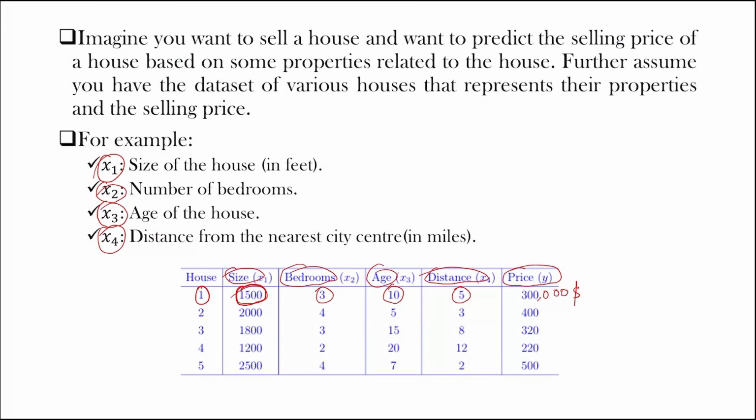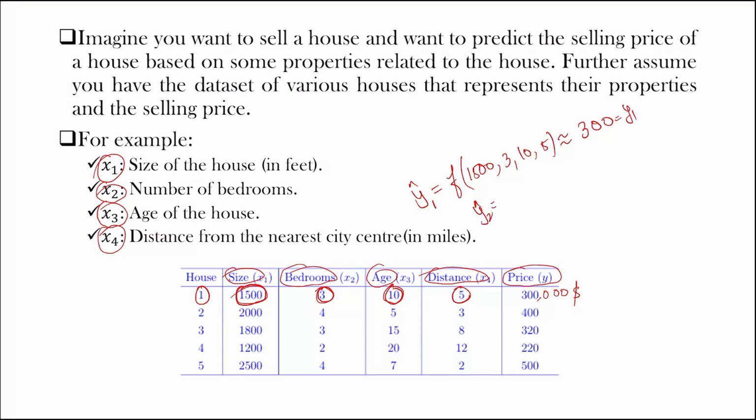And the key property of this function f should be that for house one, with the size of 1500 square feet, 3 bedrooms, built 10 years ago, and 5 miles away from the city center, the function f with the values 1500, 3, 10, 5 should predict a value y hat such that this value is approximately equal to 300. So this is for house 1, so I'll apply the index 1, y1 hat, which approximates y1.